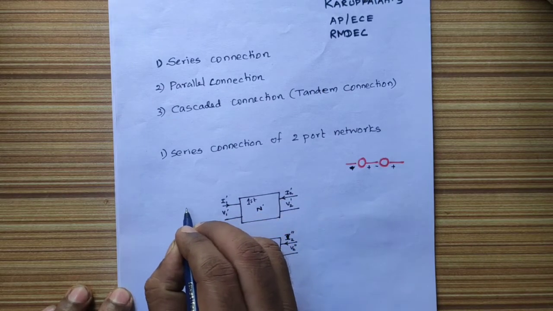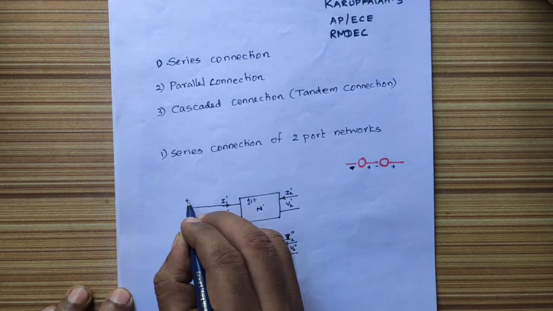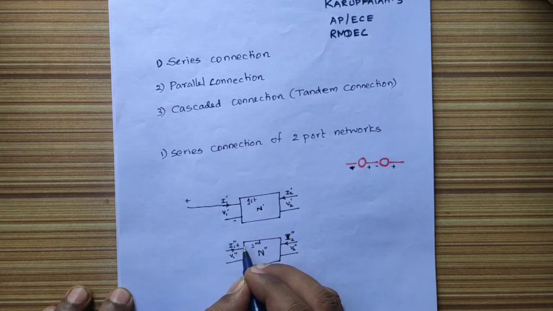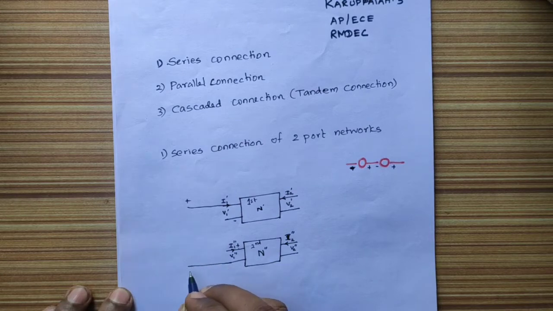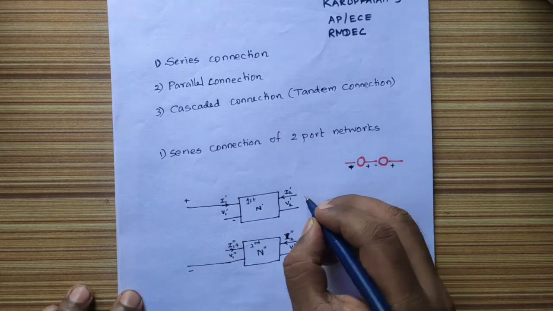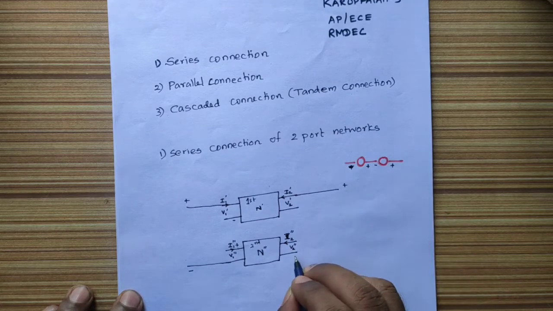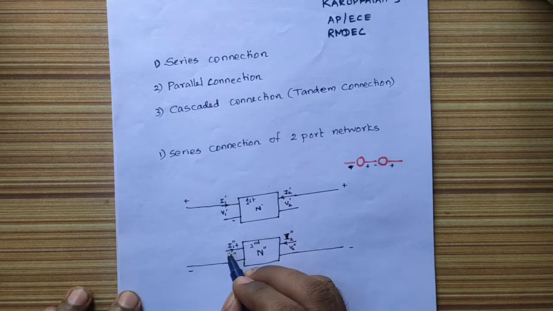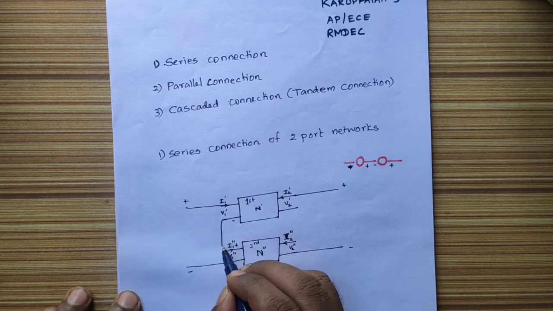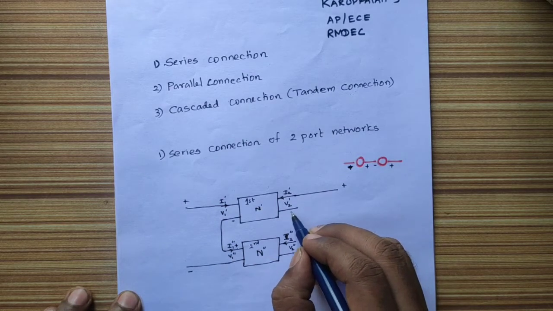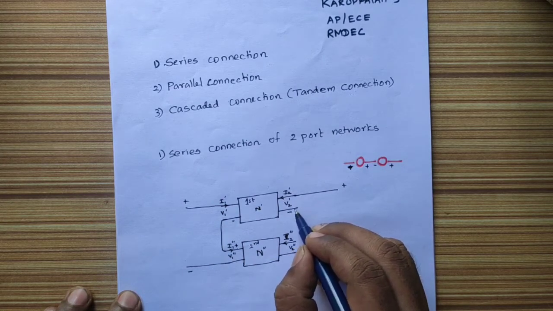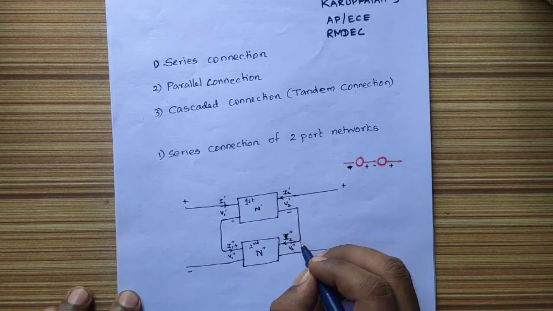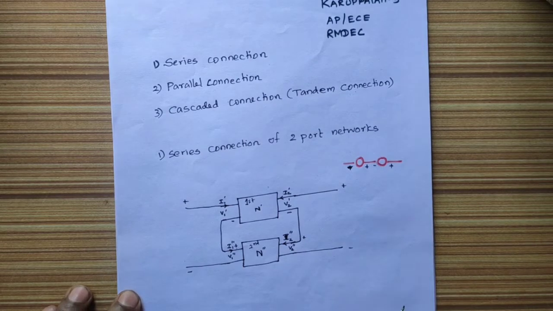We know that this is the positive terminal of the first network and this is negative, and similarly this is the positive terminal of the second network and this is negative. Similarly, on the output side, this is positive and this is negative of the second network. I am going to connect the positive of the second network with the negative of the first network, and similarly the negative of the output side of the first network is connected with the positive of the output side of the second network. This is called series connection.